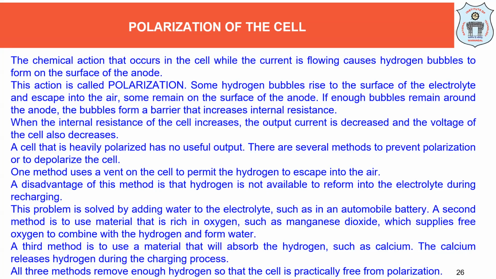The second method is to use a material that is rich in oxygen, such as manganese dioxide, which will supply free oxygen. So what happens there? Hydrogen and oxygen will combine and form water, and that's why manganese dioxide is added to the system. And there is a third method, which uses a material that can absorb the hydrogen, such as calcium. The calcium will release the hydrogen during the recharge process. So these three methods will remove enough hydrogen so that the cell is practically free from polarization.